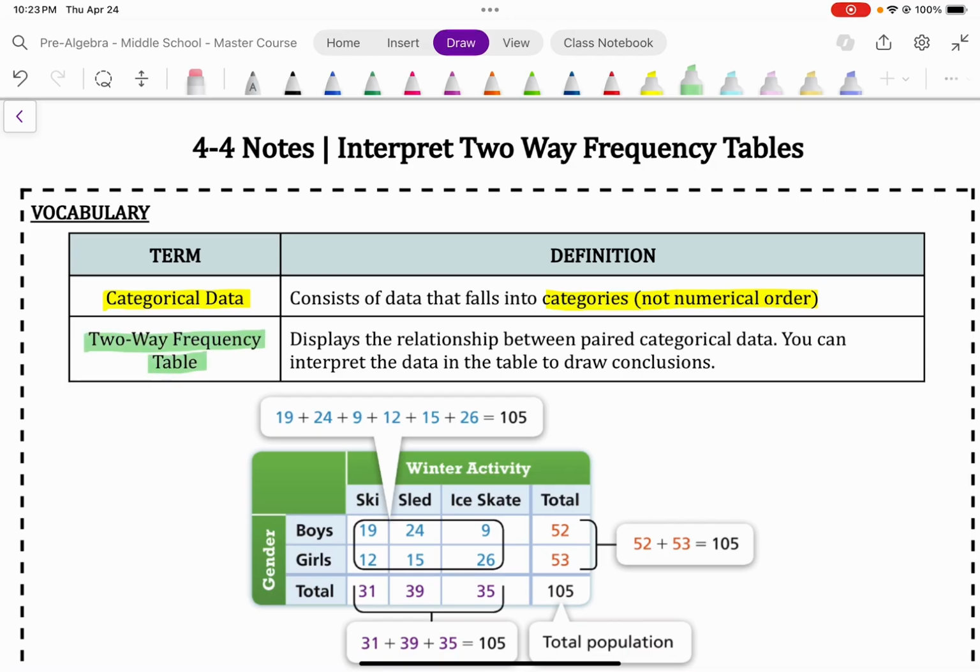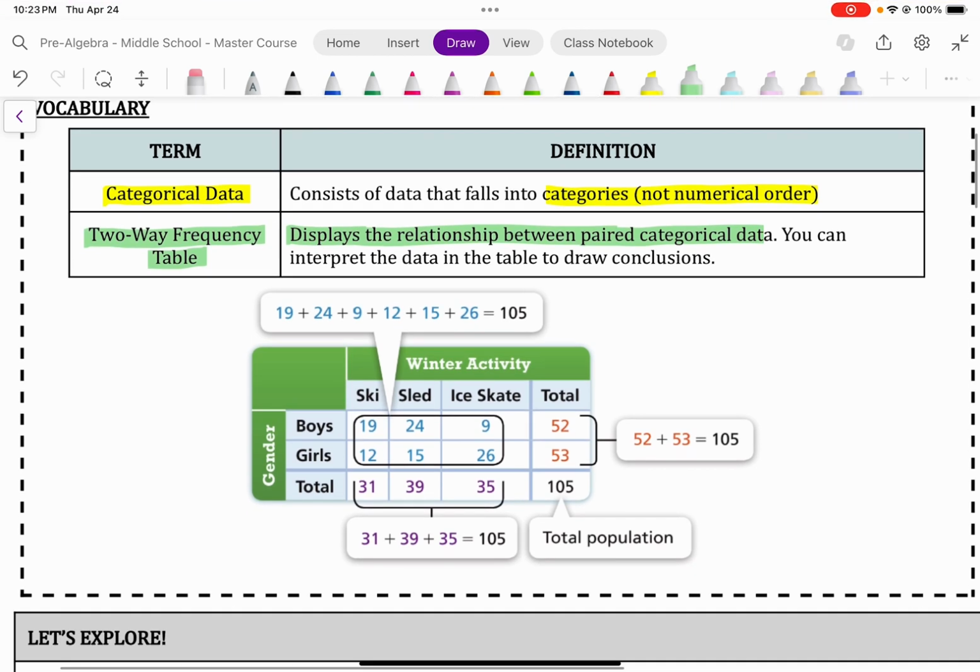A two-way frequency table displays the relationship between paired categorical data. You can interpret the data in the table to draw conclusions. So we're going to fill them in, and then we're going to answer questions about it.